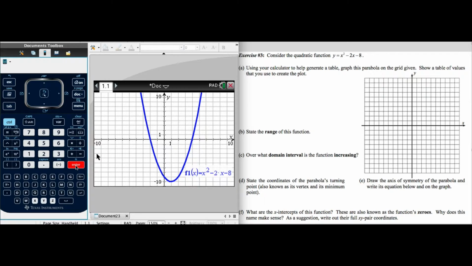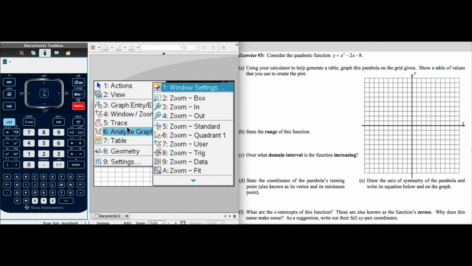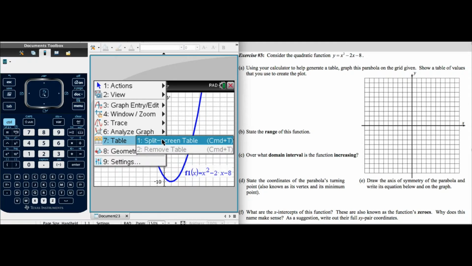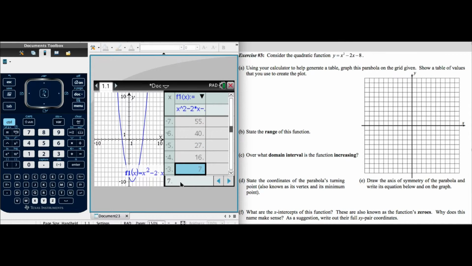Now, in order to plot the graph, we're going to have to look at a table of values. And we have a really nice feature in this calculator that allows us to look at the graph and the values. So we'll go to Table, Split Screen, and there we go. So we can use these values. We might want to scroll over to something reasonable. Negative 3, 7 would be an ordered pair we could use. Negative 2, 0. Negative 1, negative 5, etc. Okay, so using those to create your plots.